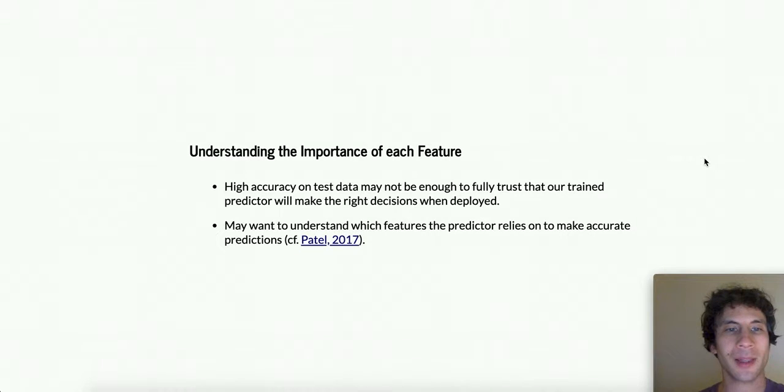Now we're going to shift gears slightly and study feature importance. Often, high accuracy on some test data may not be enough for us to really trust that our trained predictor will lead to the right decisions when deployed. We might also want to understand which features the predictor relies on to make accurate predictions. It's not uncommon that a dataset contains spurious correlations due to how it was collected, or it has some sampling bias. For example, radiologists in 2017 discovered one accurate ML classifier based on X-ray images was basing its cancer diagnoses on the spurious presence of a ruler in these tumor images because dermatologists who were concerned about tumors tended to include a ruler in their imaging.